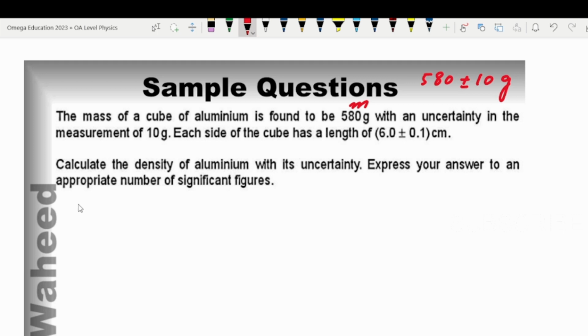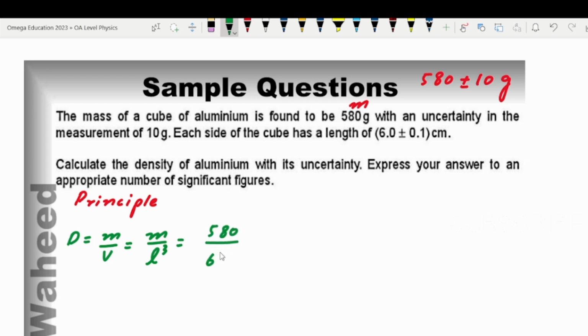So let us find the principal value first. Here we find the principal value, and only afterwards we'll find the uncertainty. So for the principal value, we have density equals mass over volume. The volume would be L cubed, because that's a cube. So mass was 580 divided by the cube of 6. So 580 divided by 216, you hit it on the calculator, you'll get 2.69 grams per cubic centimeter. This is the principal value, but we need to write the uncertainty as well. And what uncertainty do we need to write?